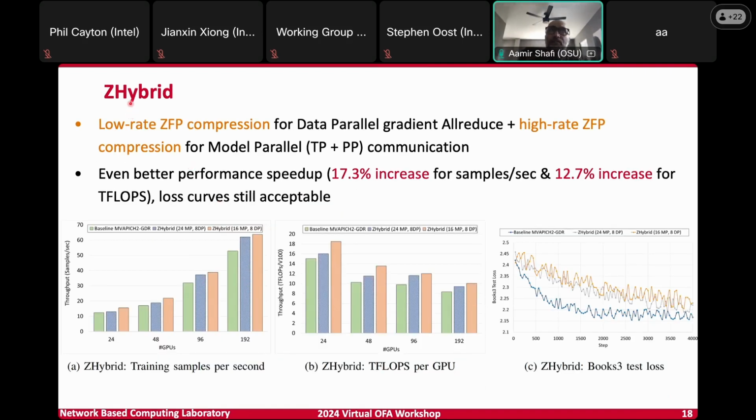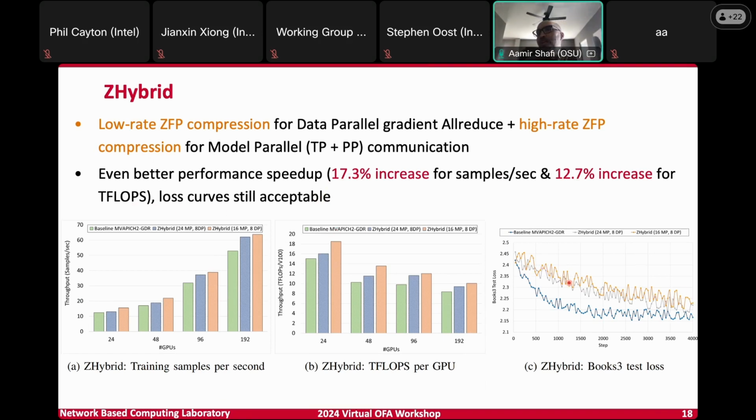So now some results from the Z hybrid approach, and please recall that Z hybrid is fully lossy compression. We go less aggressive with all reduce and more aggressive... I think I said that the opposite. We go more aggressive with all reduce, data parallelism, and less aggressive with model parallelism. In this case, we see really good performance compared to the previous result that had 5% gains. We are now seeing approximately 17% or almost 13% increase in TFLOPS, right?